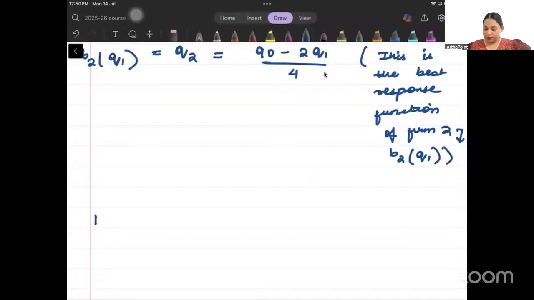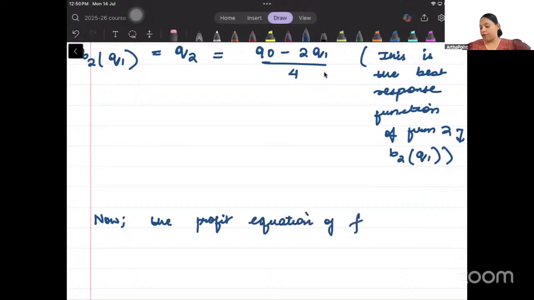Right? This is the best response function. Now, the profit equation of firm 1.